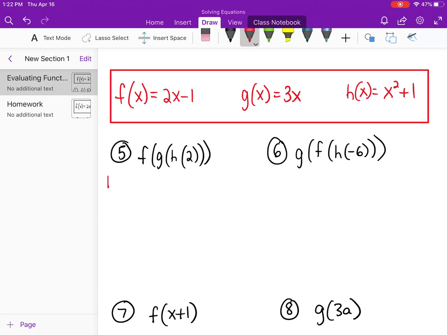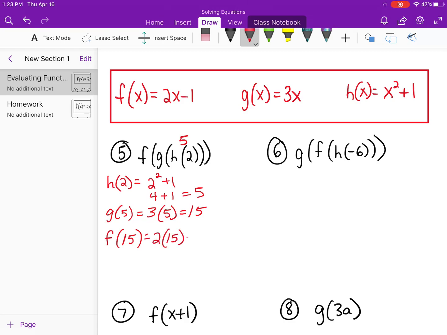We're just going to start with the h of 2. Start on the inside. H of 2. We go up to the top in the box of functions, and we see that h of x is x squared plus 1. So I would just do 2 squared plus 1. That's 4 plus 1, which is 5. Now I'm going to take that 5 and put it into the next one, which is g. So I'll do g of 5. Because g of x is 3x, that's 3 times 5, which is 15. And then finally we would do f of 15. F of x is 2x minus 1, so that's 2 times 15 minus 1, which is 30 minus 1. So your final answer is 29. Okay, that wasn't too bad. Just remember, you start on the inside and work your way out.